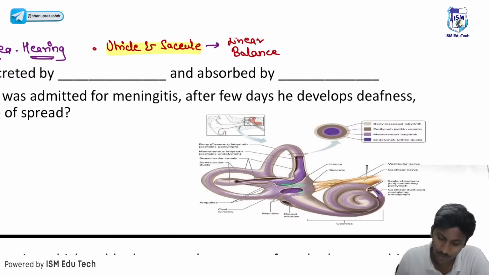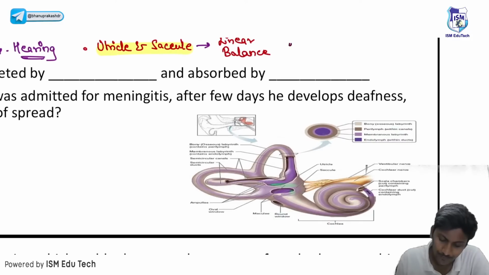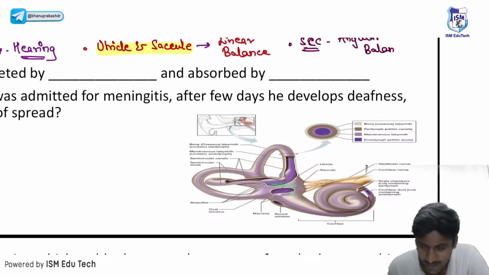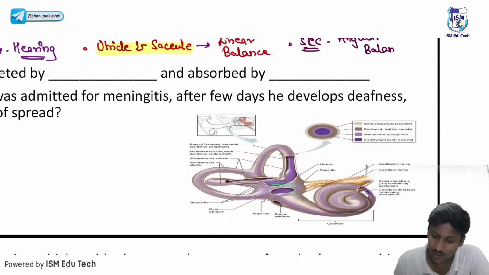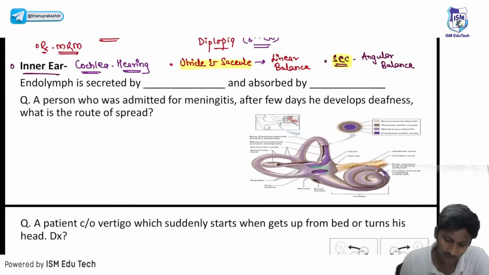Okay, that's important. Whereas the semicircular canals are also responsible to maintain the balance of your body, but they are responsible to maintain the angular balance of your body. That means when you take a turn, you will twist, you bend, and all of that time you do not fall, right? Because the semicircular canals are responsible for maintaining the angular balance of your body. So these are the important things you need to remember.